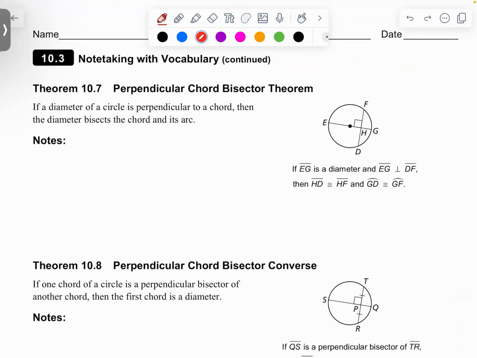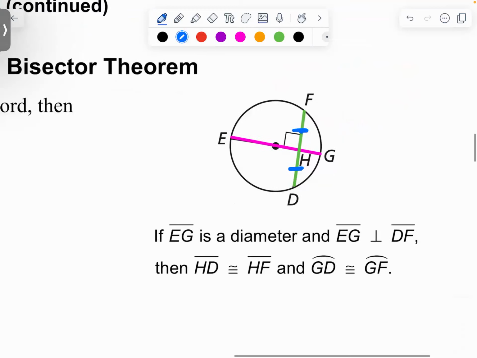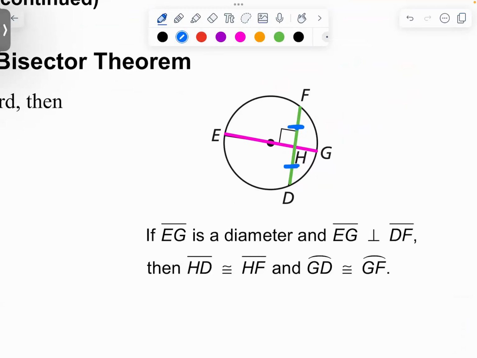Well, let's digest that a little bit. So we have a diameter, right? And we have a chord. If we have a 90-degree angle between chord and diameter, then our chord is being bisected. So those two little pieces are congruent. Also means these two chord arcs are congruent.